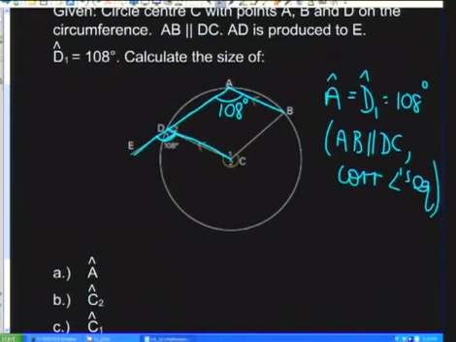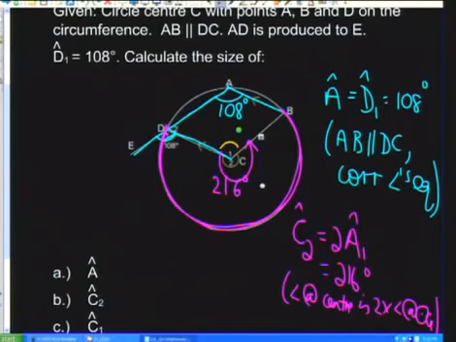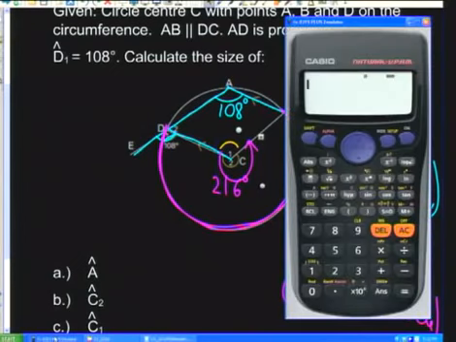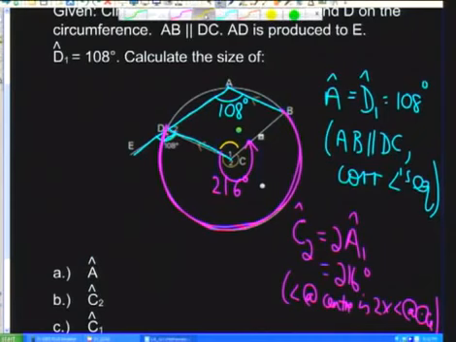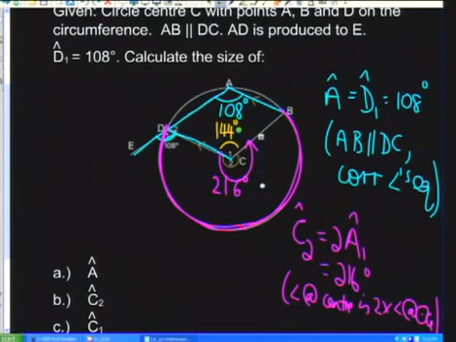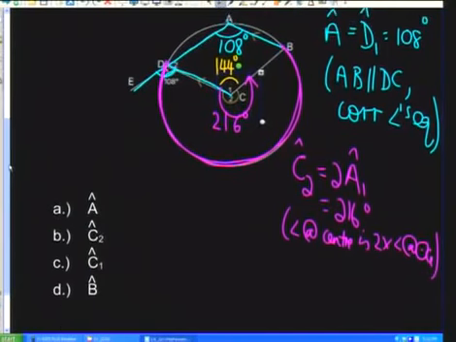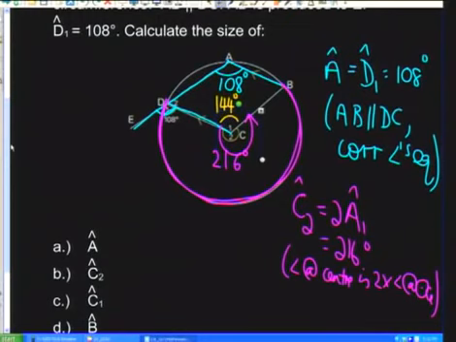Now, this angle on the circumference, this blue angle, is subtended by this arc DC, or DB. But C1 just being in a revolution would just be 360 minus 216. So it would just be 360 minus 216, and that would be 144. So this angle here would be 144.